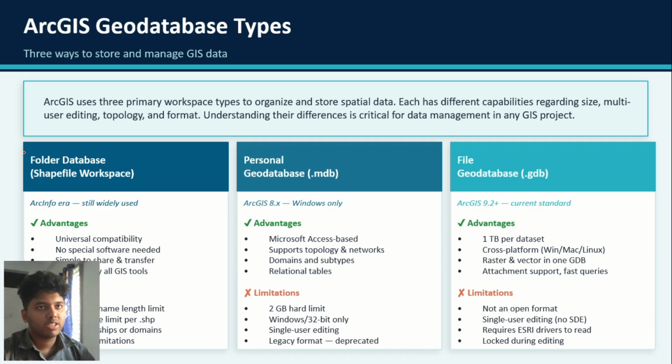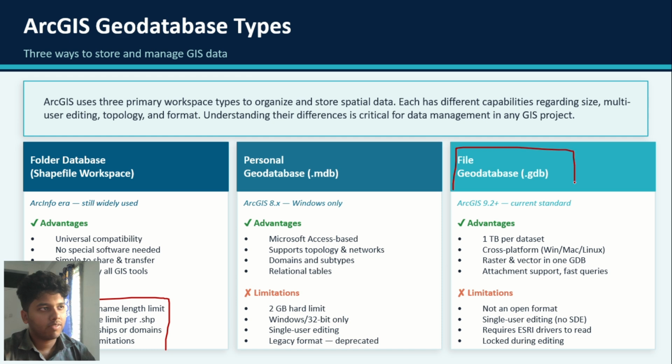So the first one is the folder geodatabase. It is actually a shapefile-based workspace. As we learned earlier, we require multiple file formats to store a shapefile, and it is the oldest form of data we used in earlier software like ArcMap. It has some advantages: universally compatible, no special software needed. It also has some limitations. This is the most concerning. That's why we have moved to the file geodatabase.